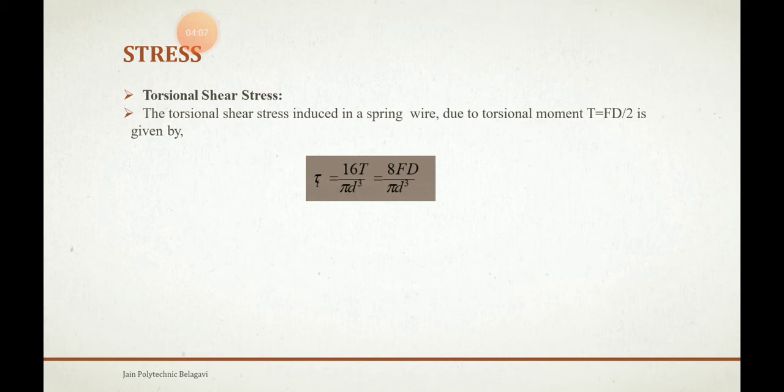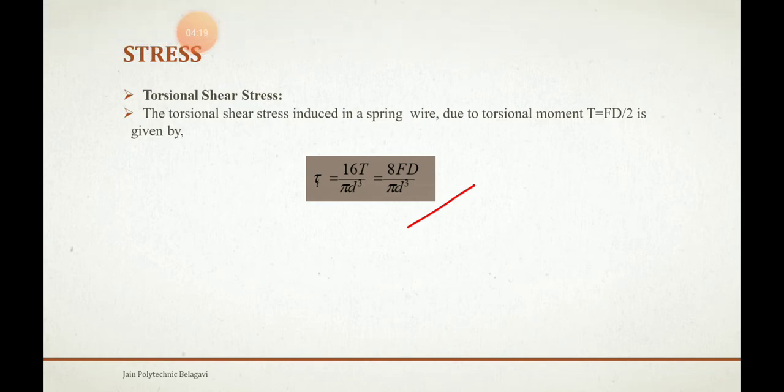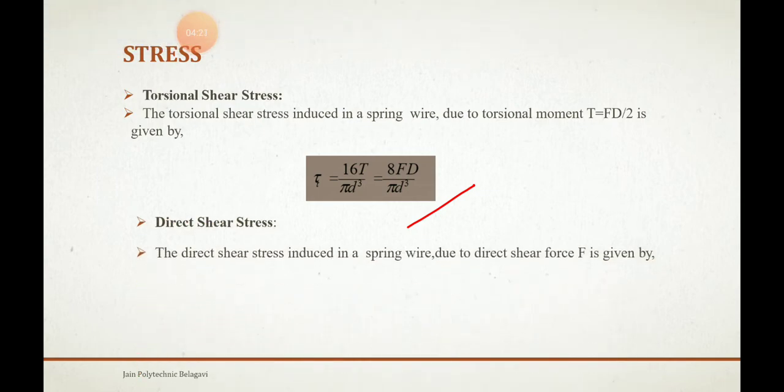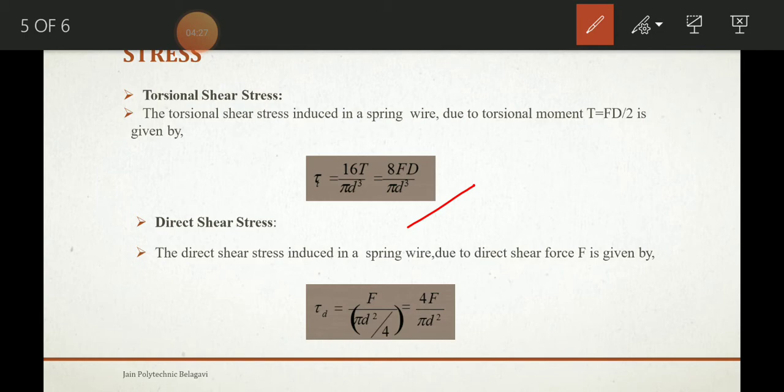So this is the shear stress, 16T divided by pi d cube. This is the formula for the shear stress, 16T divided by pi d cube. And this is the formula for the direct shear stress. That is nothing but load, that is F divided by area. Area is pi by 4 into d square. Why? Because the spring is of circular cross section.